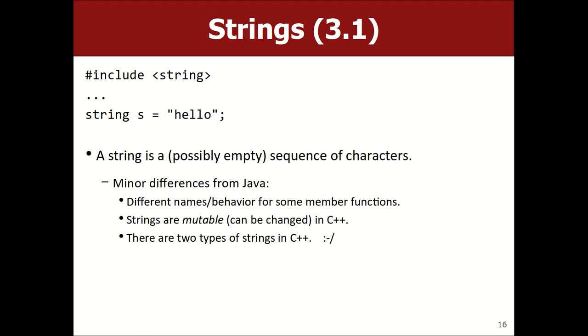It's a collection of characters. So you say string s equals hello. In C++, if you want to use strings, you have to include a string library, because nothing comes for free in C++. So you say include string, and it's got the angle brackets, so you know that's a system thing. And now you can say string s equals hello. A string could be any number of characters, from zero to many, right?